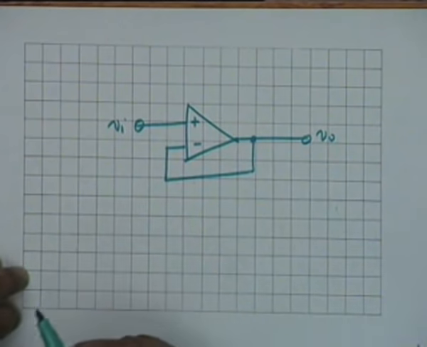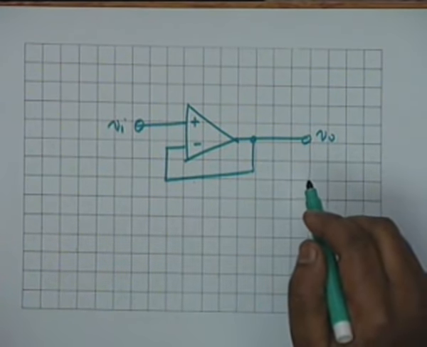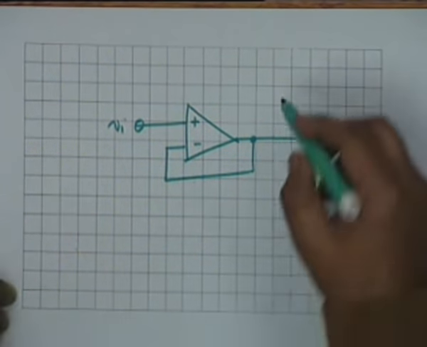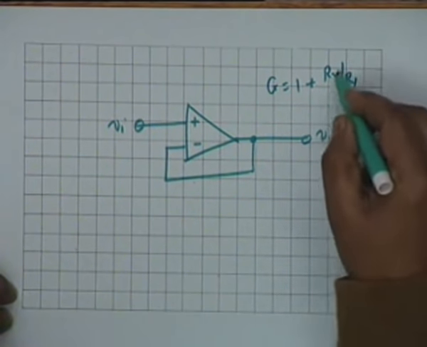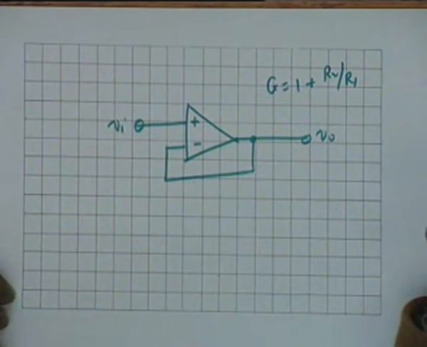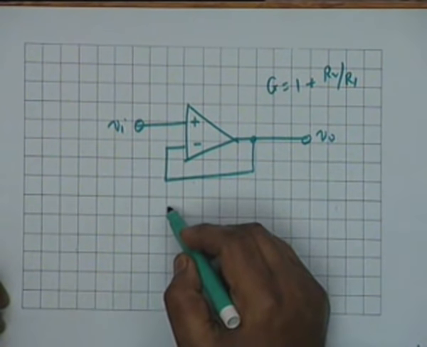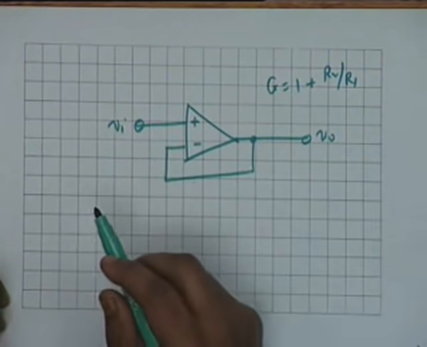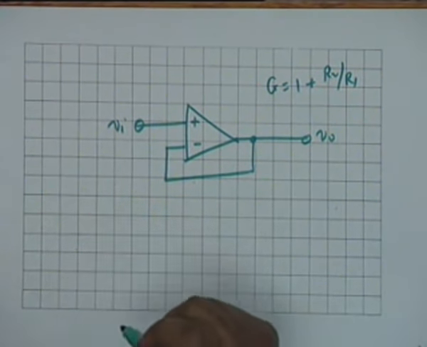Now if R2 is 0, do I have to put an R1? You see, the gain is 1 plus R2 by R1. If R2 is 0, R1 can as well be infinity. Isn't that right? And therefore I don't need to put an R1. Is that clear? And therefore this is the simplest possible op-amp circuit giving a gain of +1.